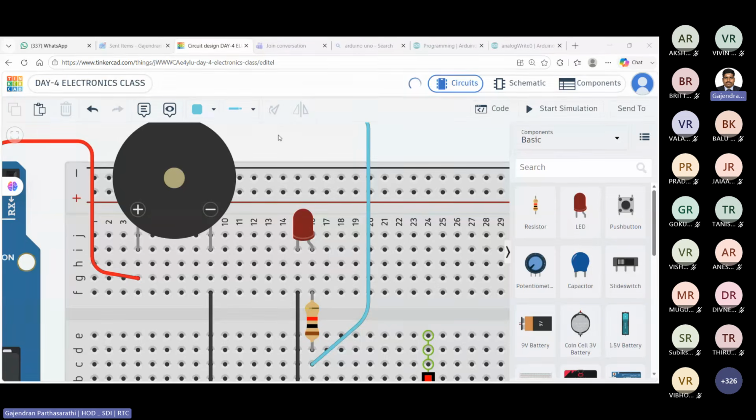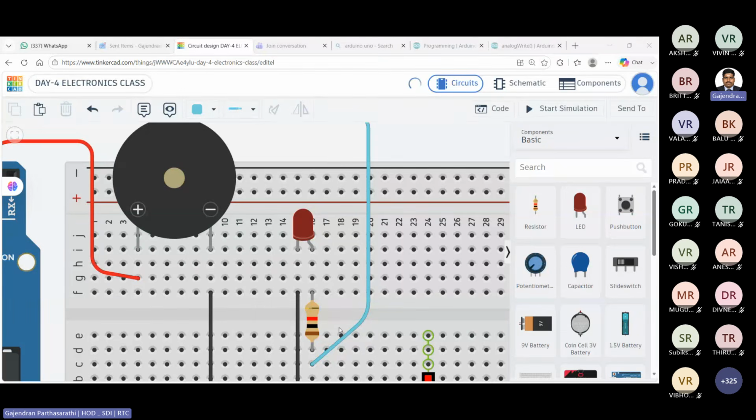sound of the buzzer. Is it clear up to this? What we learned so far, please type it in the chat quick. Today we learned two things. What is analog, what is digital? Second, how to perform the analog write function we learned.